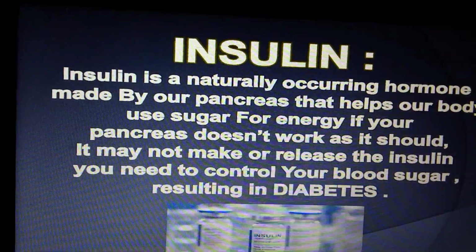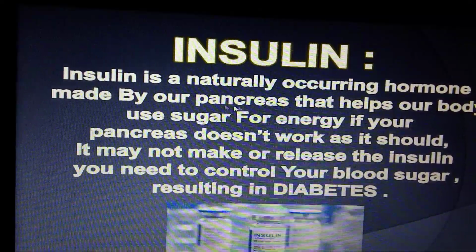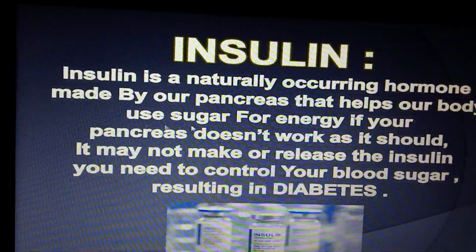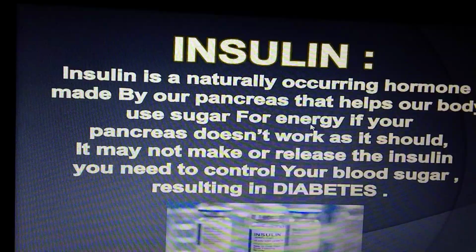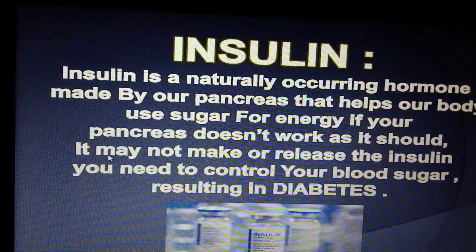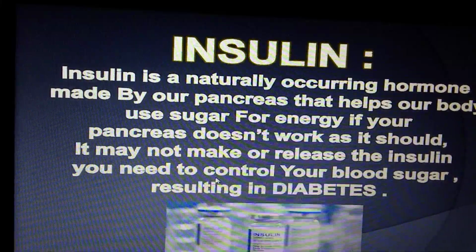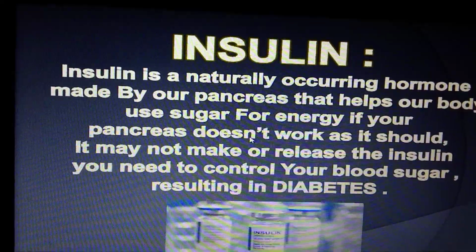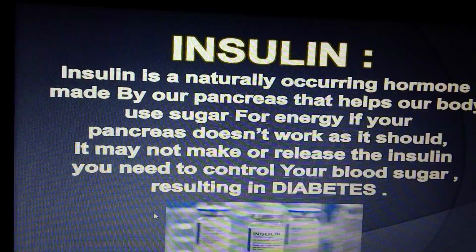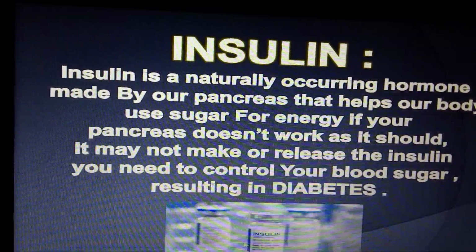So, insulin is a naturally occurring hormone made by our pancreas. Our pancreas, meaning the human pancreas, helps our body use sugar for energy. If your pancreas doesn't work as it should, it may not make or release the insulin. You need to control your blood sugar, resulting in the case of diabetes. It is mainly taken by the patients of diabetes. As you can see here, these are the bottles of insulin.